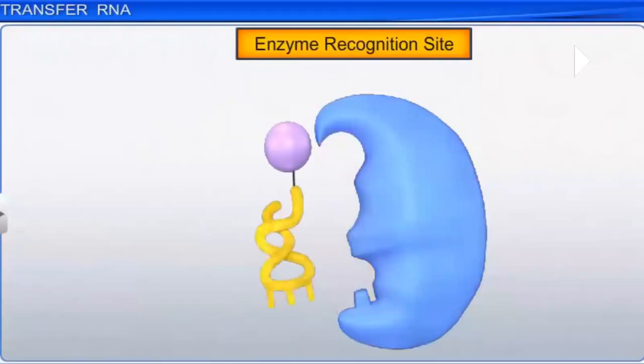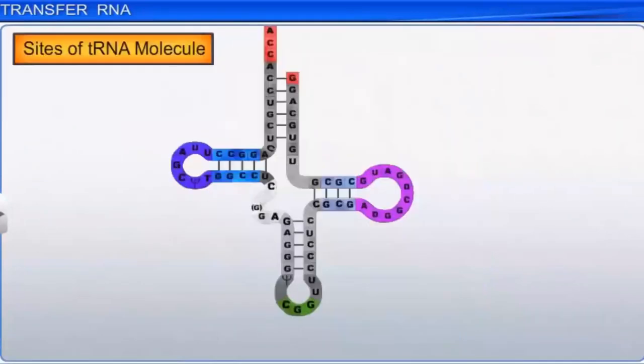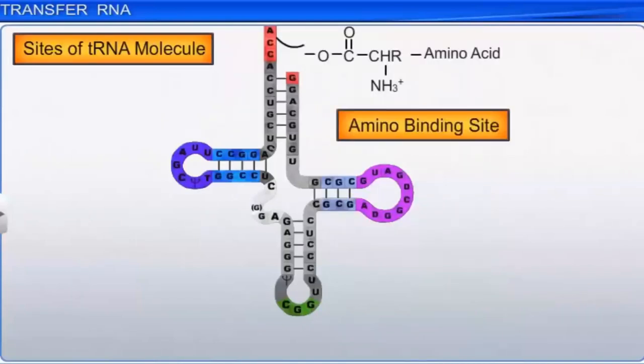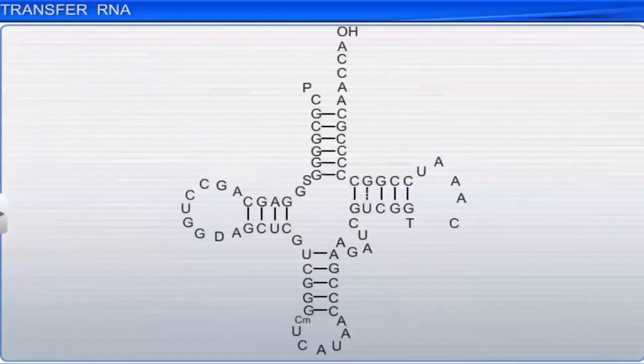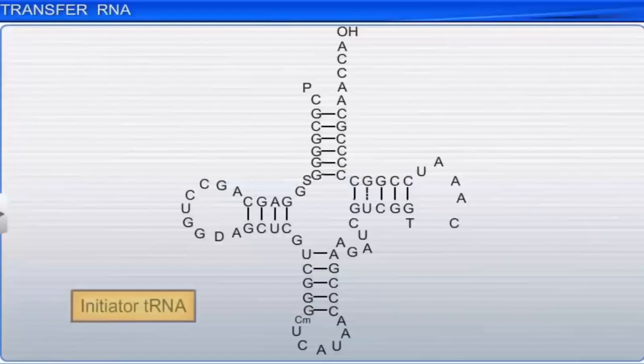Binding takes place at the 3' end of the amino acid binding site. Did you know that there is a specific tRNA for each of the 20 amino acids found in the human body? Also, there is a specific tRNA called initiator tRNA, which initiates the process of protein synthesis. However, there are no tRNAs for stop codons.